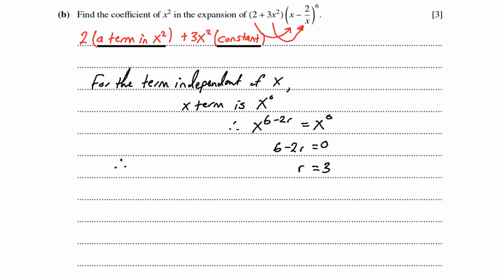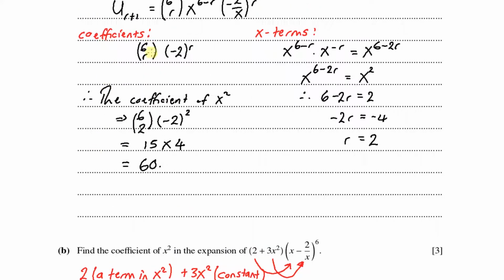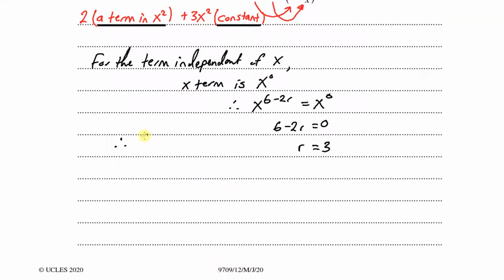using the formula for the coefficients, that's 6 choose r and minus 2 to the power of r. So it's 6 choose 3 and minus 2 to the power of 3. That's the coefficient, and that's the term independent of x. This gives us 6 choose 3 is 20, and it's times minus 2 to the power of 3, that's minus 8, and this gives us minus 160. So we now know the term independent of x here to be minus 160.